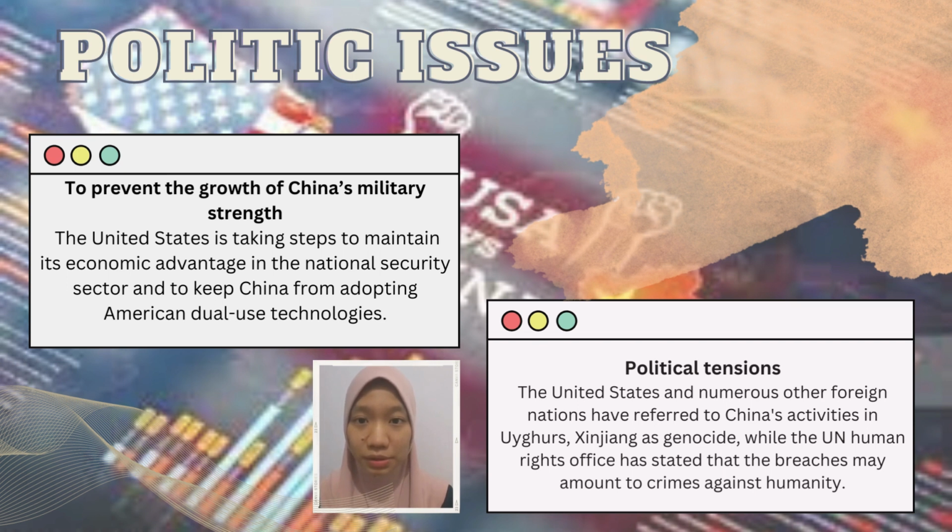Next, the trade war has also been fueled by broader political tensions between the United States and China, including disagreement over human rights. The United States and numerous other foreign nations have referred to China's activity in Xinjiang as genocide. The United States has imposed sanctions on Chinese officials and companies involved in human rights abuses and has effectively banned all imports from the region through its Uyghur Forced Labor Prevention Act. The United States Department of State announced visa restrictions on senior officials for their responsibility in abuses in Xinjiang.